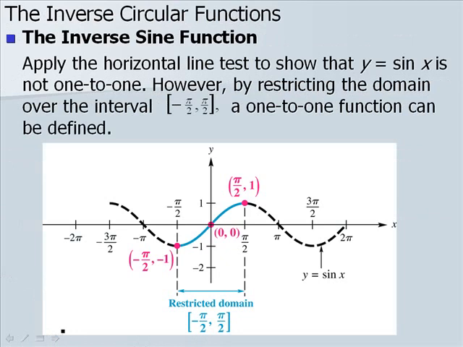Let's look at the inverse sine function first. We can apply the horizontal line test to show that y equals sine of x is not one-to-one. However, by restricting the domain over the interval -pi/2 to pi/2, a one-to-one function can be defined, as you can see in the picture below.